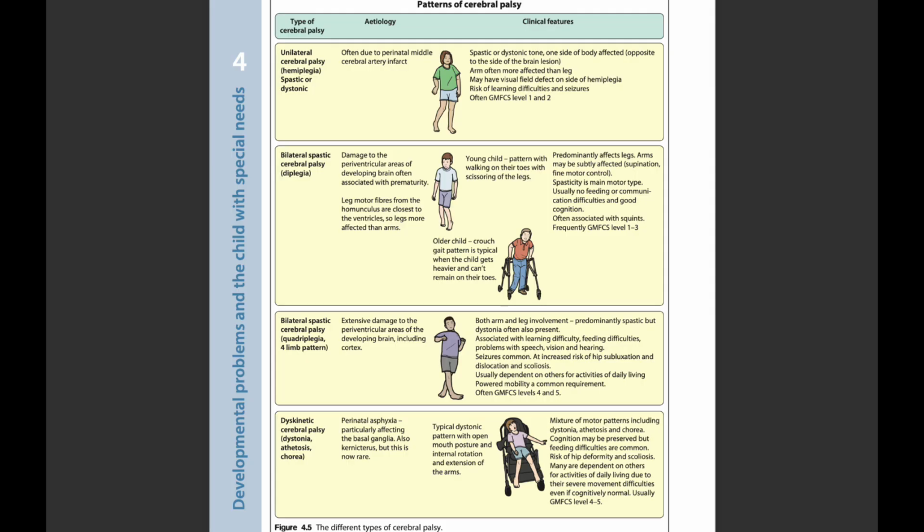Now the summary shows patterns of cerebral palsy, with etiology and clinical features. The first one shows unilateral cerebral palsy, hemiplegic, spastic or dystonic. Etiology is often perinatal middle cerebral artery infarct. Clinical features show spastic or dystonic tone, one side of the body affected, opposite to the side of the brain lesion, arm often more affected than leg, possible visual field effects on the side of hemiplegia, and risk of learning difficulties and seizures. Often GMFCS level 1 and level 2, where level 1 is walks without limitations, and level 2 is walks with limitations.